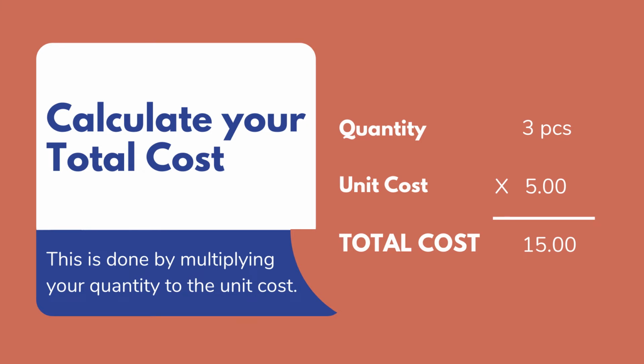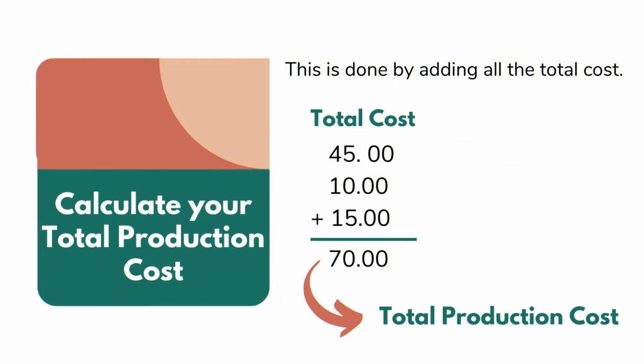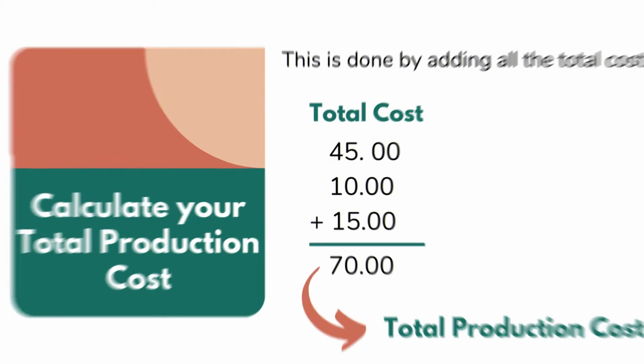Calculate your total cost. This is done by multiplying your quantity by the unit cost. For example, the quantity is 3 pieces multiplied by the unit cost, which is 5 pesos. Now, the total cost is 15 pesos. Calculate your total production cost. This is done by adding all the total costs. For example, 45 pesos plus 10 pesos plus 15 pesos is equal to 70 pesos, which is the total production cost.